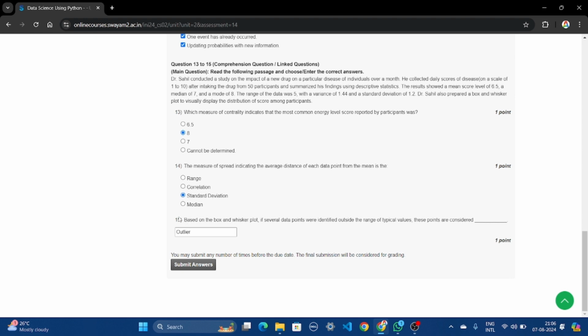Moving to the last question. Based on the box and whisker plot, if several data points were identified outside the range of typical values, these points are considered as outliers. So this is a repeated question. Okay, so we have to type it manually. Check the spelling correctly. It is outlier.